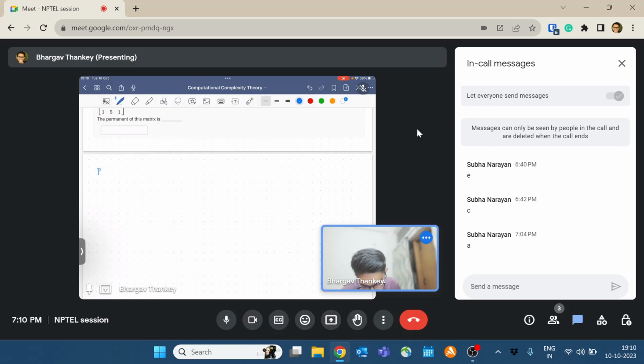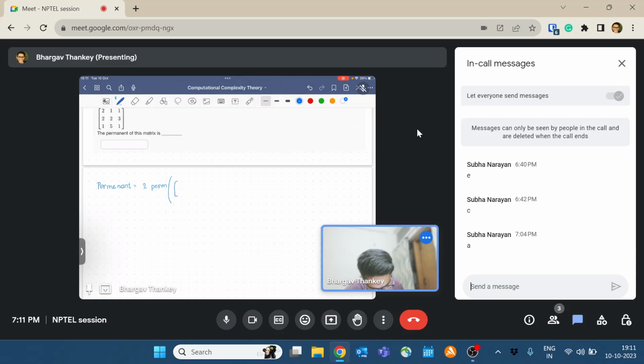So the permanent is 2 times the permanent of [2, 3; 5, 1], plus 1 times the permanent of [2, 3; 1, 1], plus 1 times the permanent of [2, 2; 5].